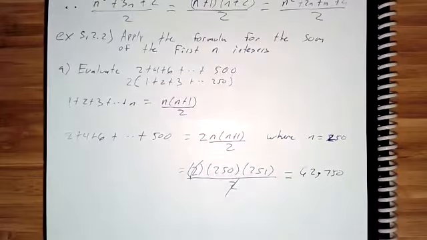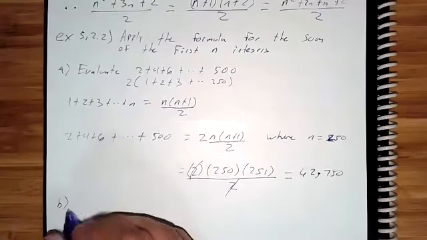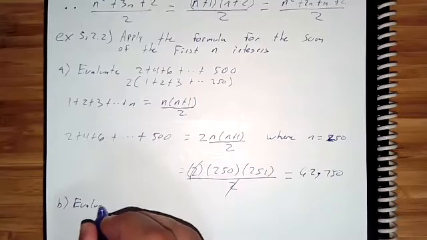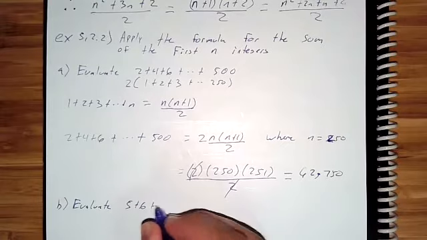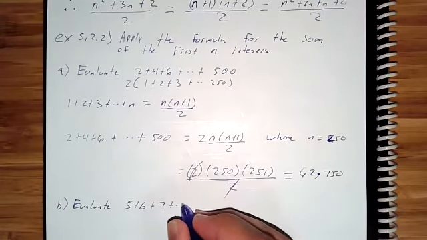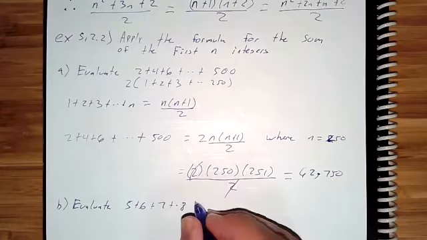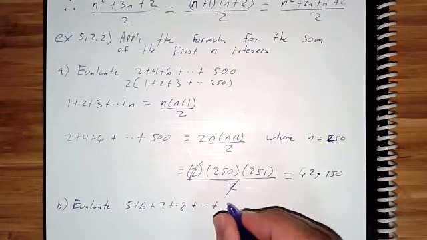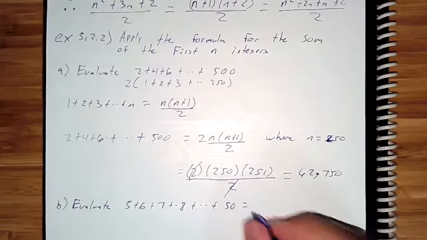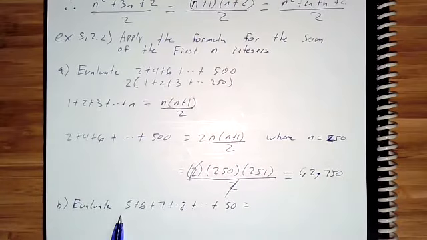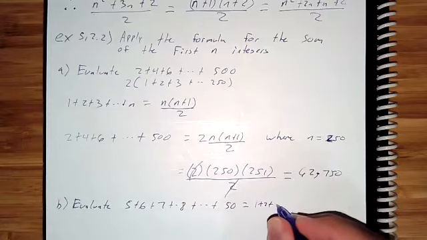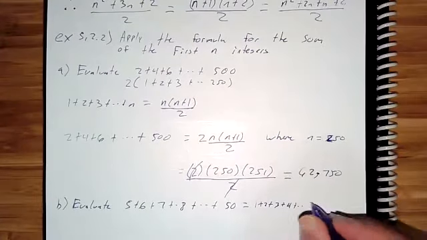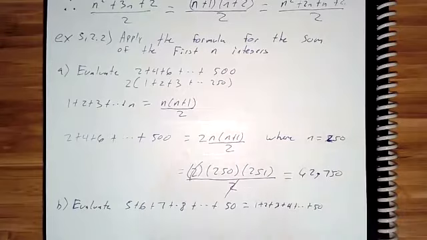Okay, let's do one more. Let's say we have to evaluate, right? Of course, we're not going to add every single one like crazy people. 5 plus 6 plus 7 plus 8 all the way till 50. So notice how it's not starting at 1. So what you can do is say, you know what, I want to start at 1 anyway. Right. Space, let me do it over here.